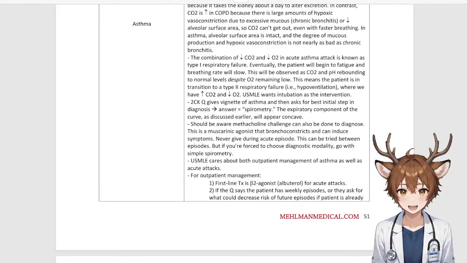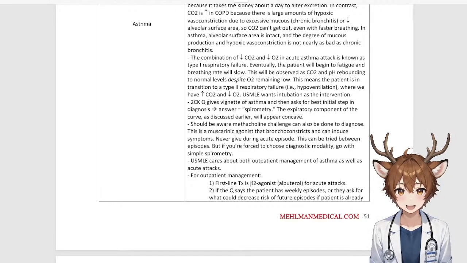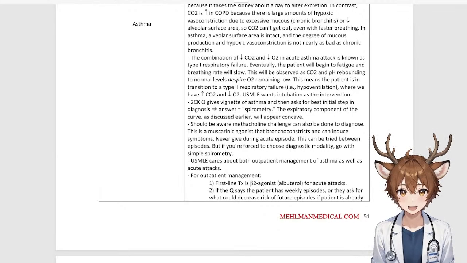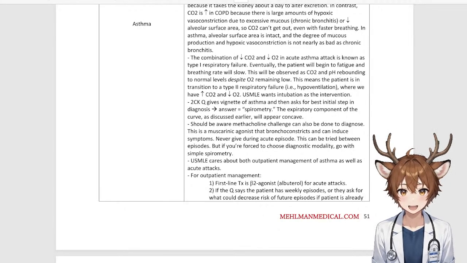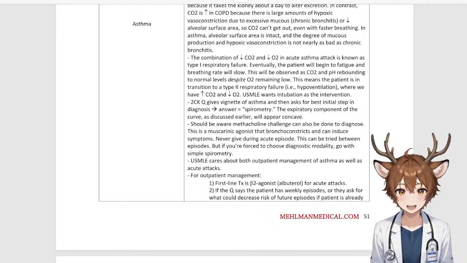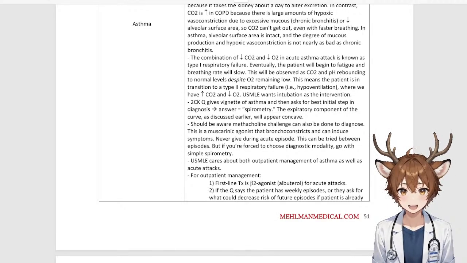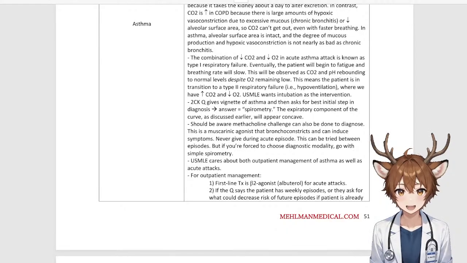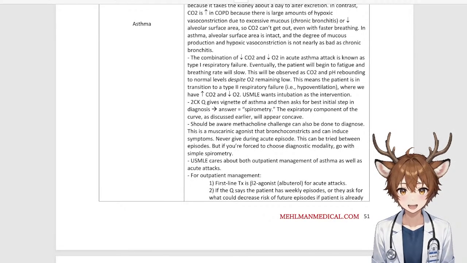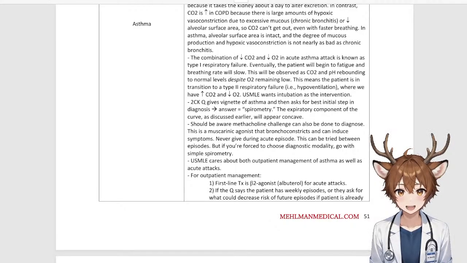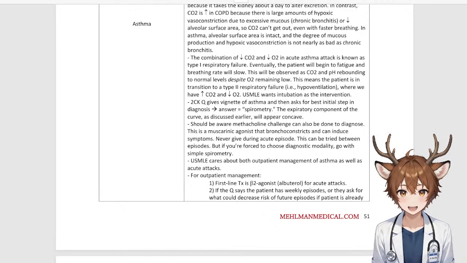The combination of decreased CO2 and decreased O2 in an acute asthma attack is known as a type 1 respiratory failure. Eventually, the patient will begin to fatigue and breathing rate will slow. This will be observed as CO2 and pH rebounding to normal levels despite O2 remaining low. This means that the patient is in transition to a type 2 respiratory failure, that's to say hypoventilation, where we have an elevated CO2 and a decrease in O2. USMLE wants intubation as the intervention.